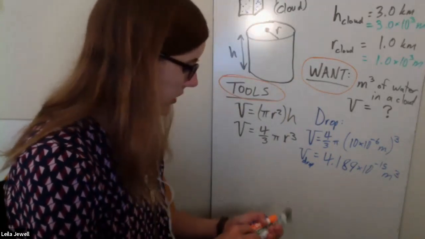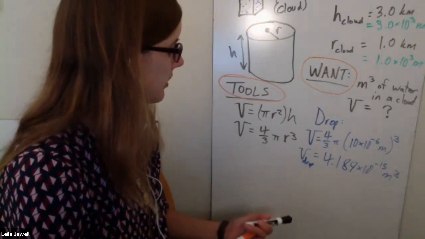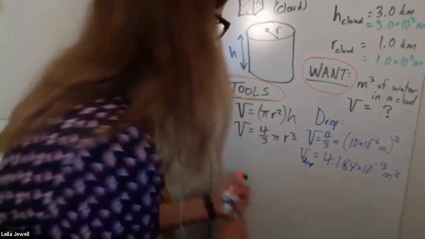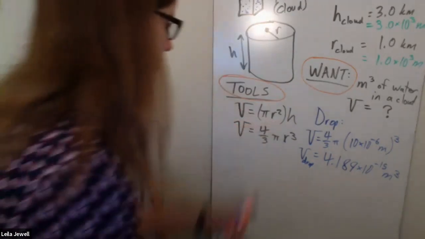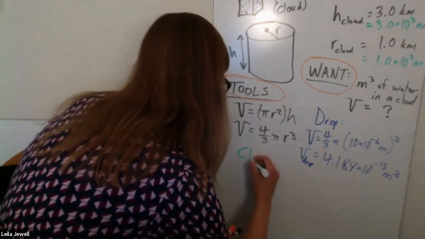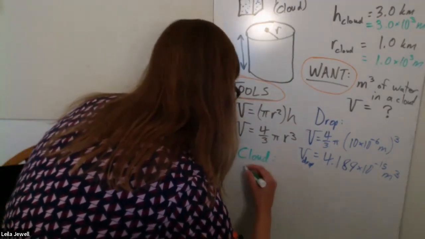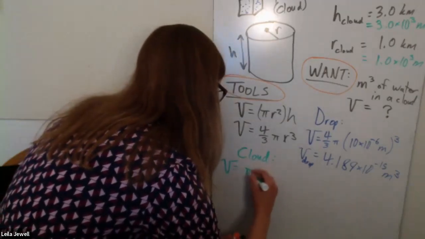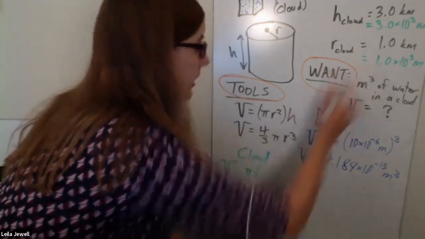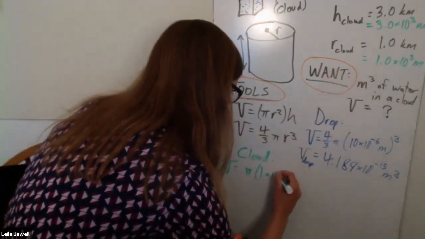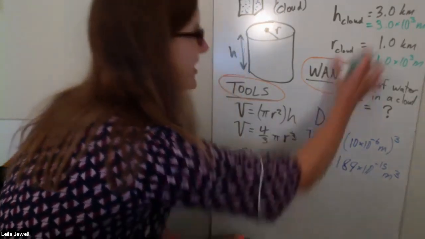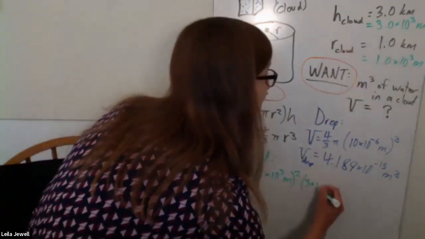Okay, well, let's take a look then at the volume of the entire cloud and see how we do with that. So this is pi r squared times h. Still on? I am. Awesome. So pi times my radius of the cloud, 1.0 times 10 to the 3 meters, and that is squared, so I'll remember that this time, times the height, which is 3 times 10 to the 3rd meters.